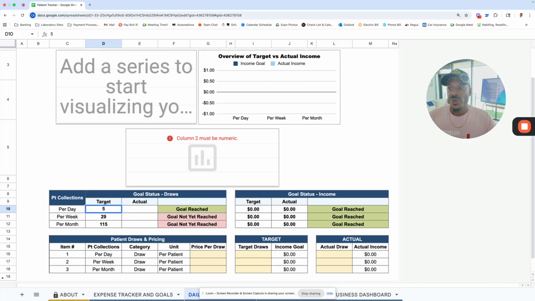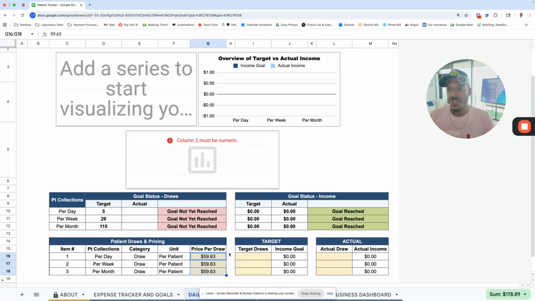So now this is our target, right? Now we need to put our price per draw. How much were we charging, remember? You're going to put that, what was that, 59.63, okay? And do it for all of them. So 59.63, that's how much you're charging for your services, okay?